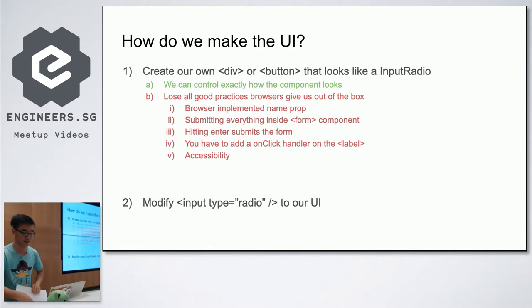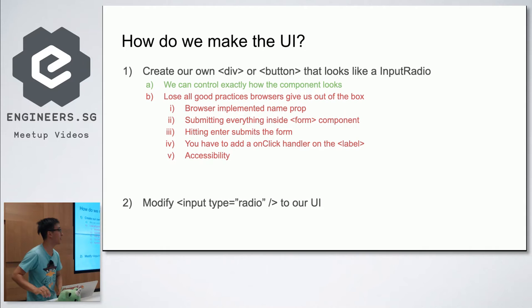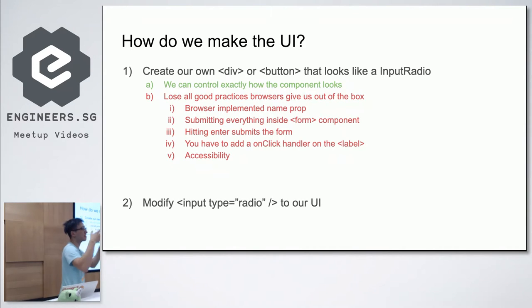how do I create this thing for my web designer? So there's two ways to go about it. One of these is to use a div or a button for the radio component. So I'll be focusing on radio. I'll give an example of how we do checkbox later. One of it is to just do a div or a button and then just style the hell out of it. Just remove everything, gut everything, and make it look like a radio.